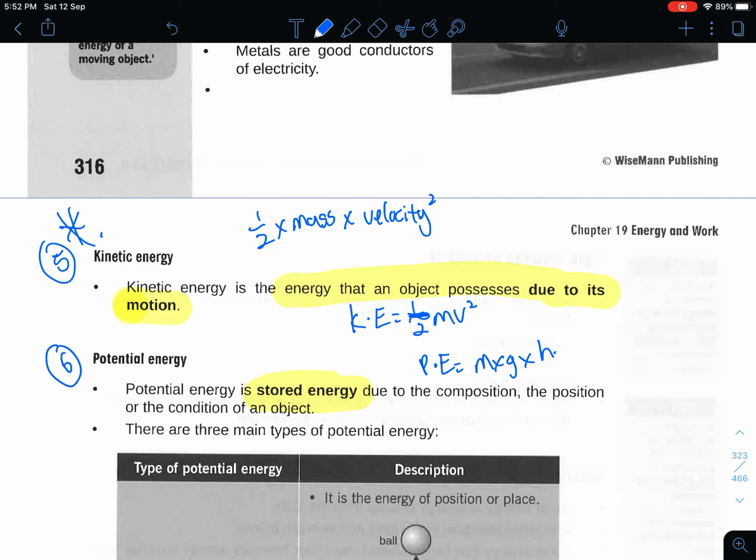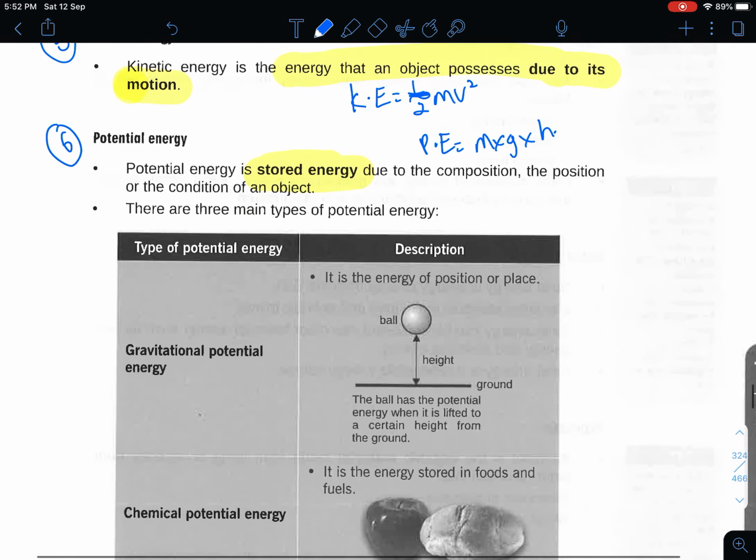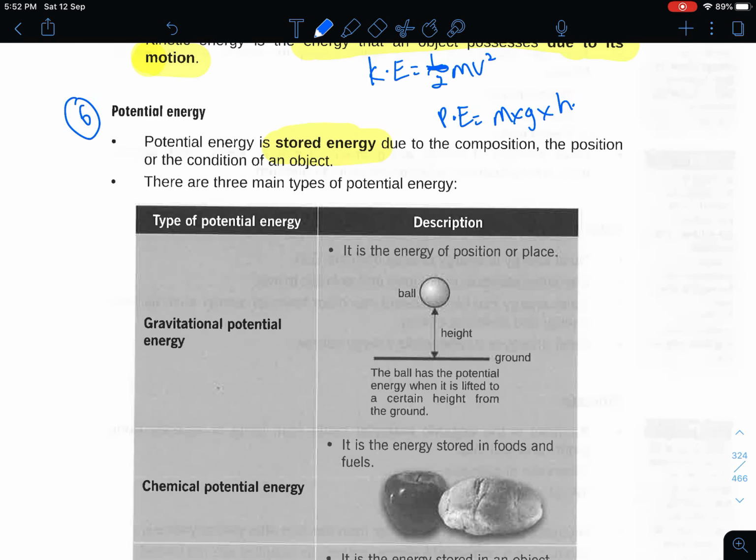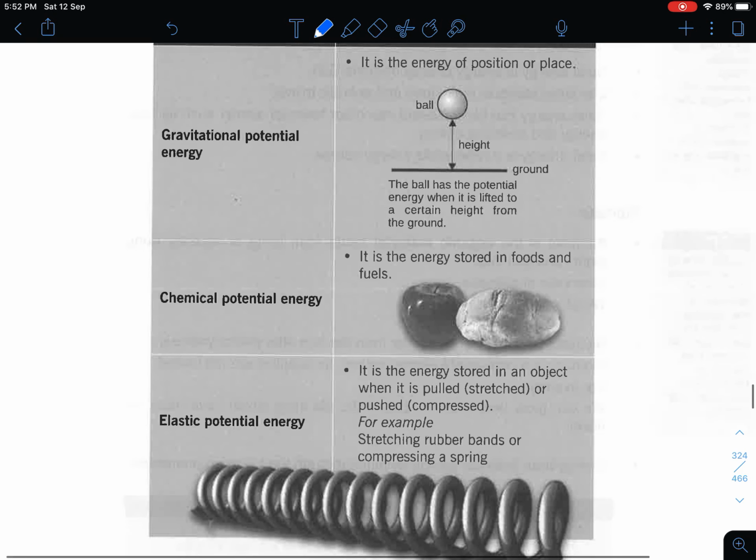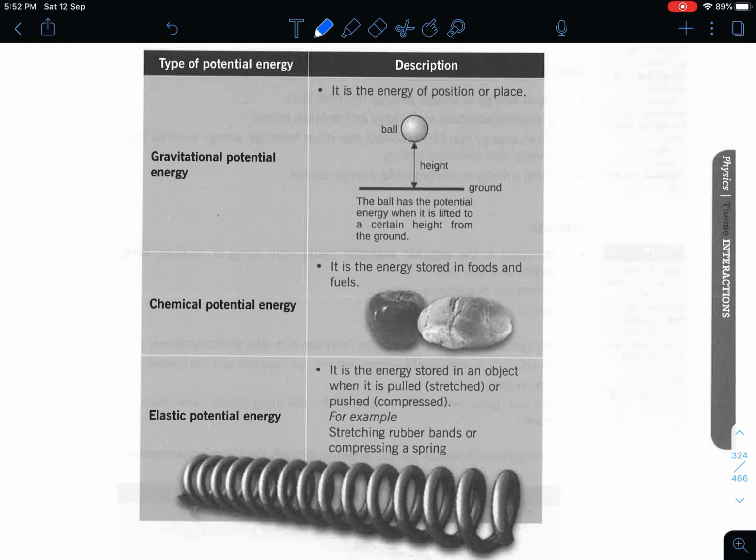Okay, in which your height is in meters, your mass is in kg, and of course your g is actually your gravitational force, which is 10 Newton per kg. Okay, we can even further break up potential energy into three main types. You have your gravitational potential energy. This is potential energy due to gravity, and on Earth it's a very standard 10 Newton per kg. The value of this one you have to remember.